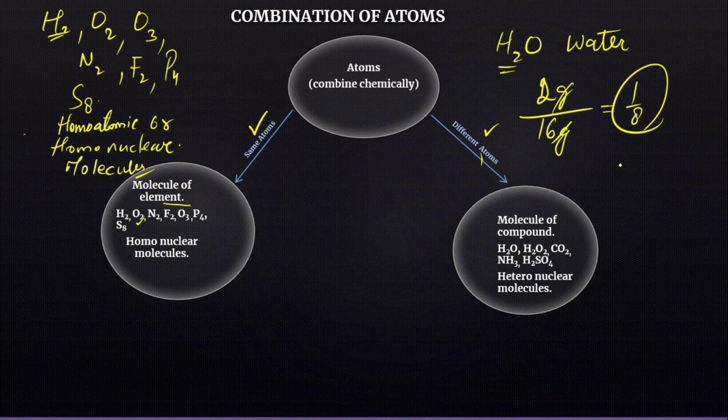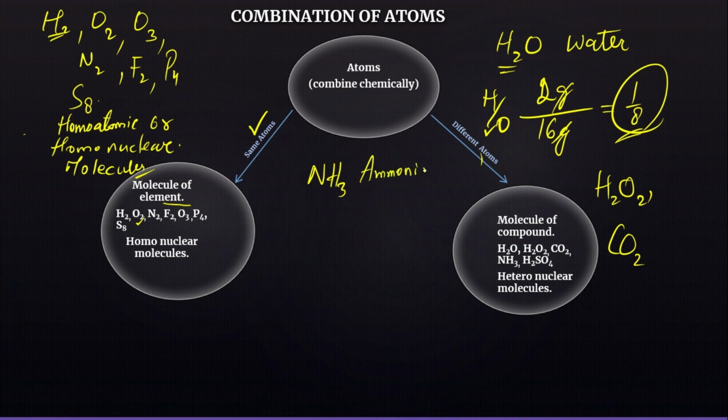So water, however it is formed, will always have the same hydrogen to oxygen mass ratio, and that will be 1:8. Now when 2 atoms of hydrogen combine with 2 atoms of oxygen, they form hydrogen peroxide. The mass ratio will be different from that of water because the number of atoms combining is different. When 1 atom of carbon reacts with 2 atoms of oxygen, they form carbon dioxide. When 1 atom of nitrogen combines with 3 atoms of hydrogen, they form ammonia. When 2 atoms of hydrogen, 1 atom of sulfur, and 4 atoms of oxygen combine, they form a sulfuric acid molecule.